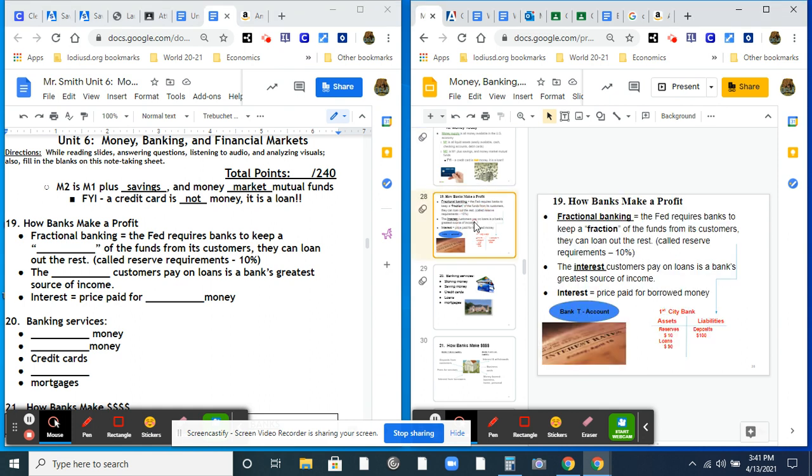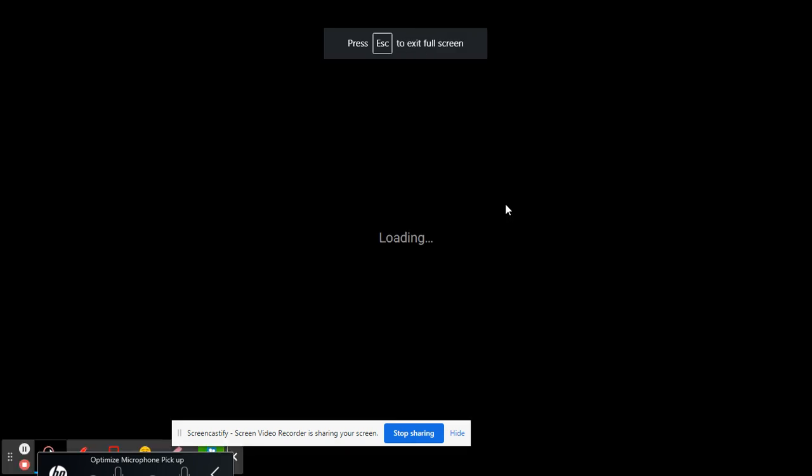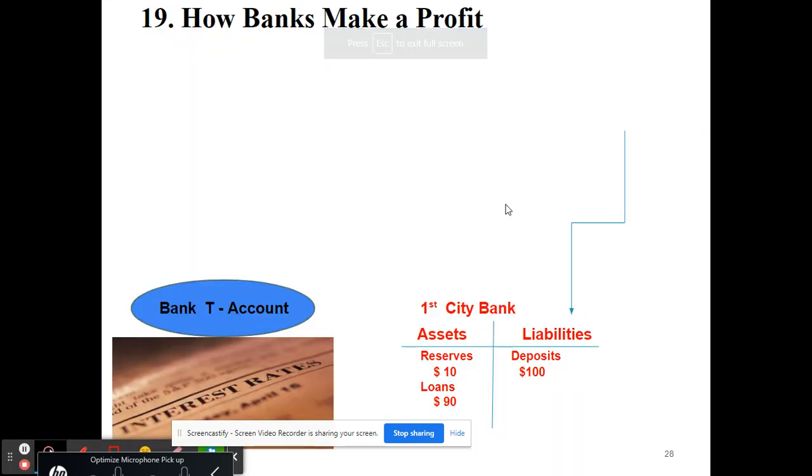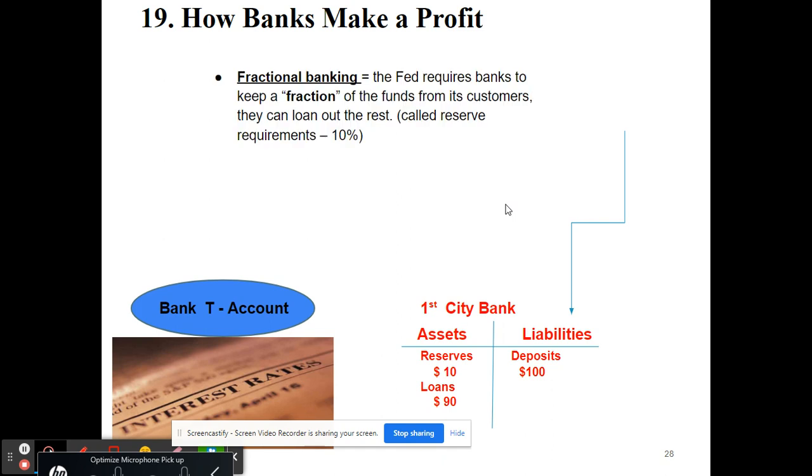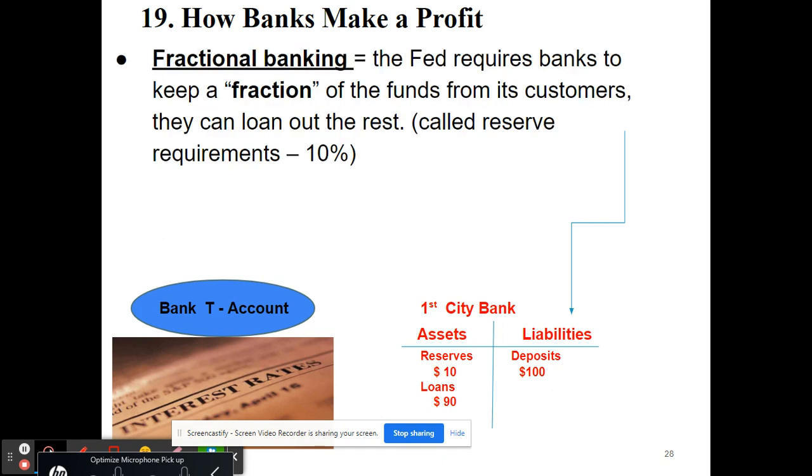All right, let's go to the next one. How do banks make a profit? Well, banks make a profit by, first of all, loaning money.